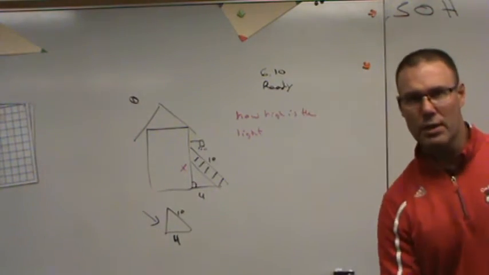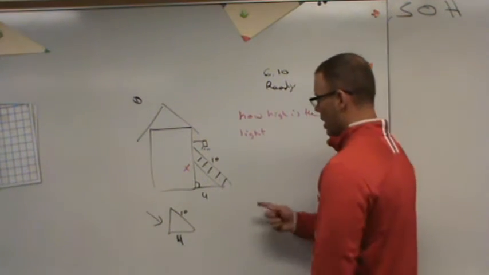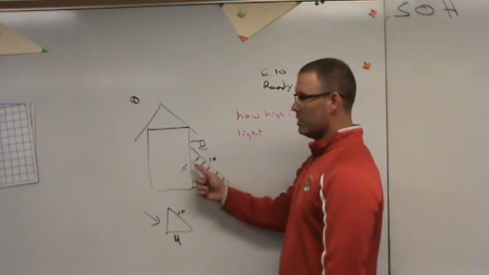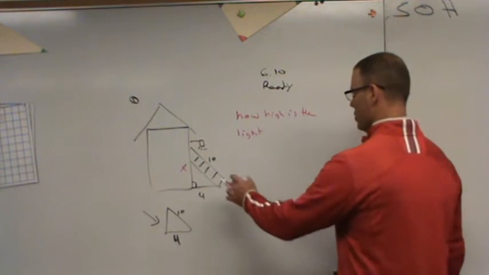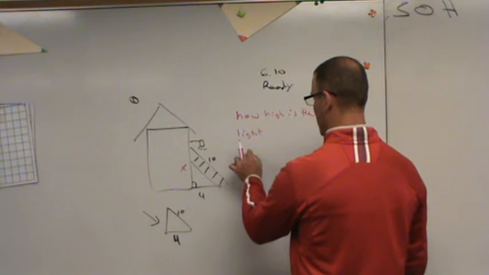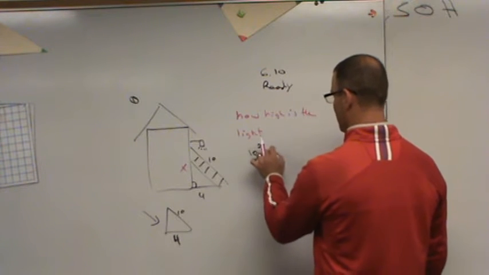And I know we've been doing trig a lot, but think about it. I don't know any of the degrees, and I'm not trying to find a degree. What I do know is I know two of the three sides of a right triangle. So in order to find that, I'm going to use Pythag.